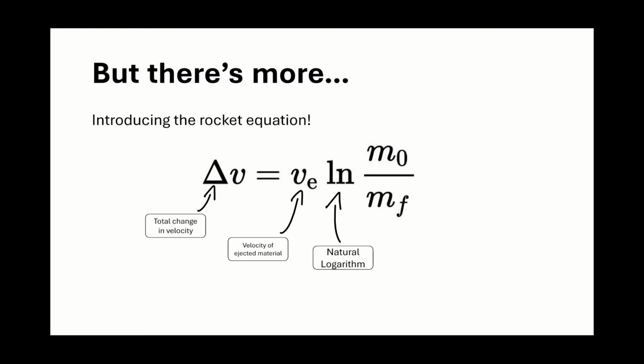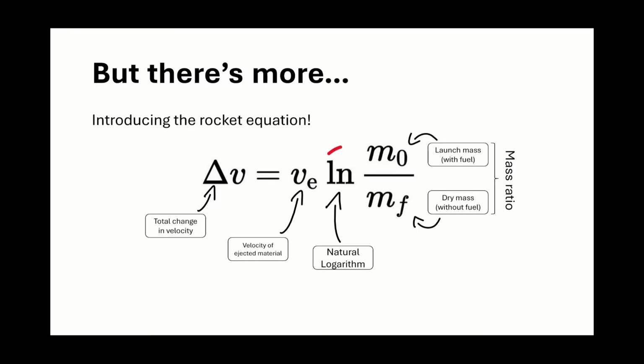Now we have ln, which is the natural logarithm. Finally, we have m0, which is the launch mass. So this is the mass of the rocket with fuel, and we have mf, which is the mass of the rocket without fuel. m0 divided by mf is known as the mass ratio. Now, where does the problem of adding more fuel lie in? It lies in the natural logarithm. Simply have to find the natural logarithm of the mass ratio.